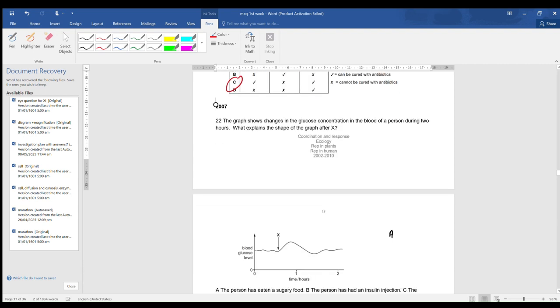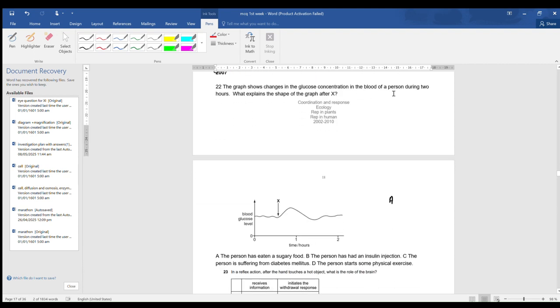Now 2007, the graph shows changes in the glucose concentration in the blood of a person during 2 hours. What explains the shape of the graph after X? After X, there will be increase in blood glucose level. Fine. So the person has eaten a sugary food. Of course, there will be increase in concentration of glucose, because the person has eaten a sugary food at X. Now look at the other options as well. The person has had an insulin injection. When the person has had an insulin injection, then it should fall. But as it is increasing, therefore B option is wrong.